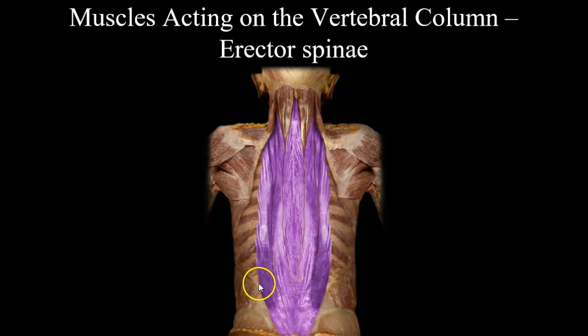That's why you can see it attaches way down here at the sacrum, something called the thoracolumbar fascia. Comes all the way up and attaches to a number of different ribs, as well as the spinous processes and transverse processes throughout the entirety of the spine.